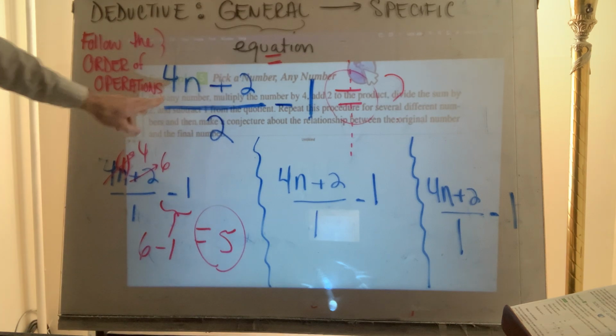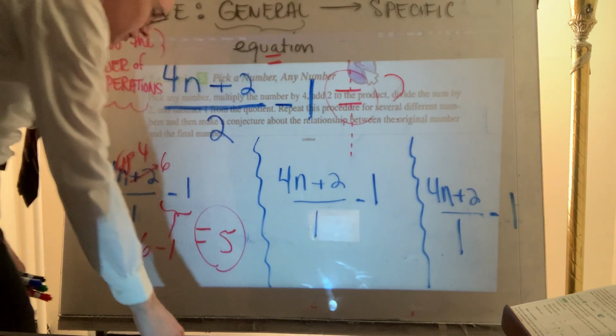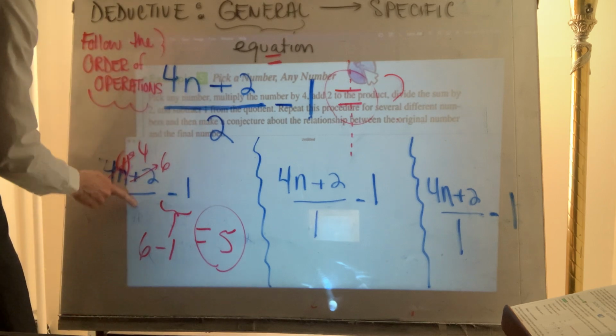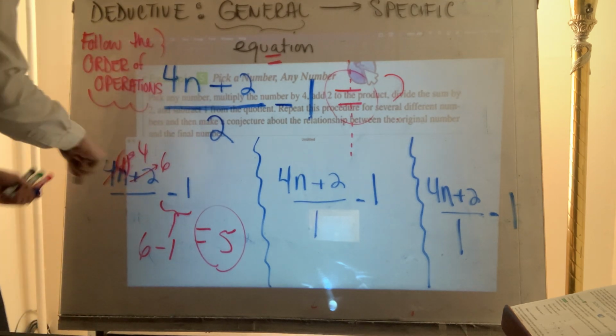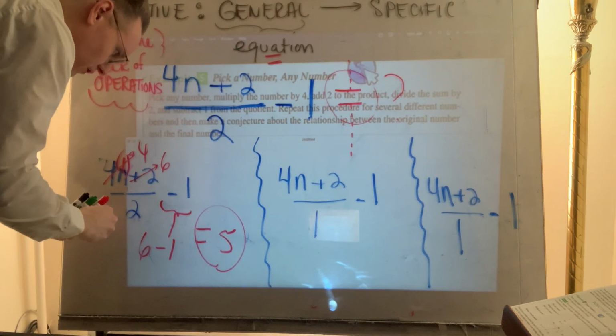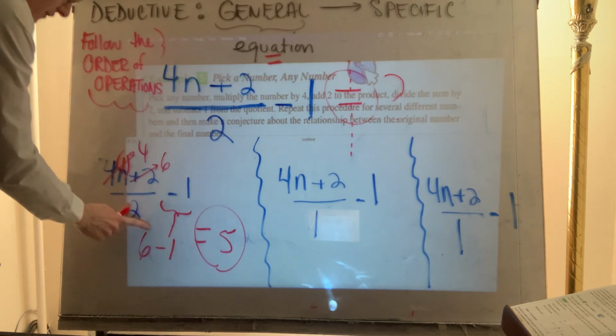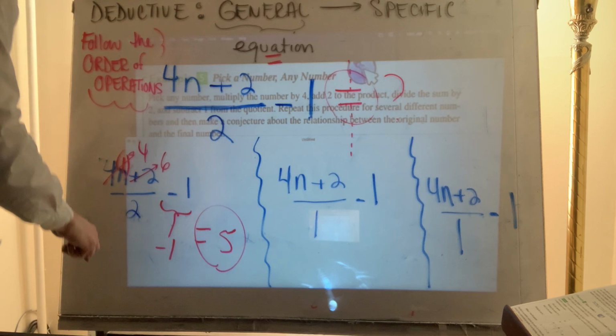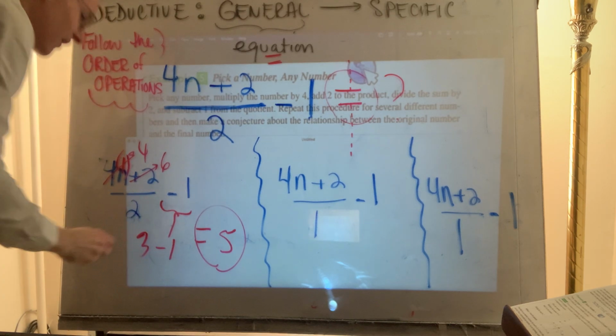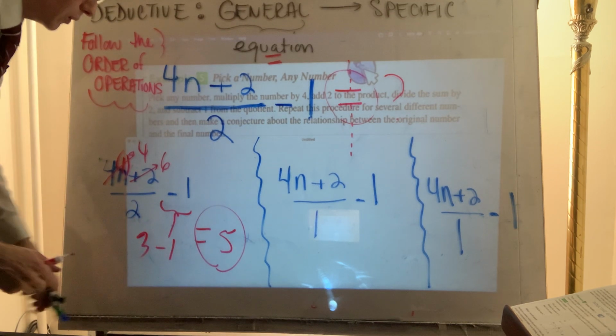Oh, wait, I missed one thing. Sorry. Shame, shame. That's a 2 down here, and I fudged it and put a different number, so sorry. That's going to change things. What's 6 divided by 2? 3, not 6. All right. What's 3 minus 1?